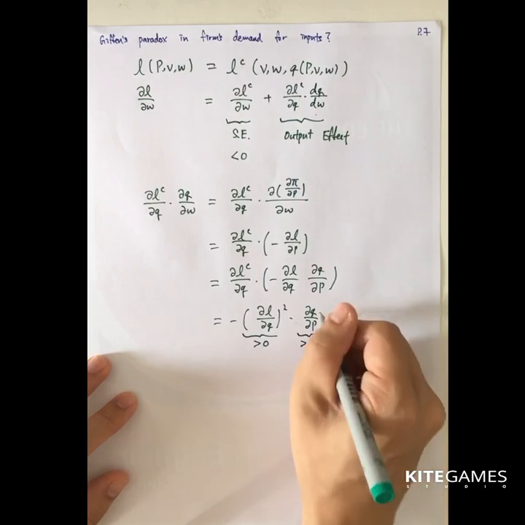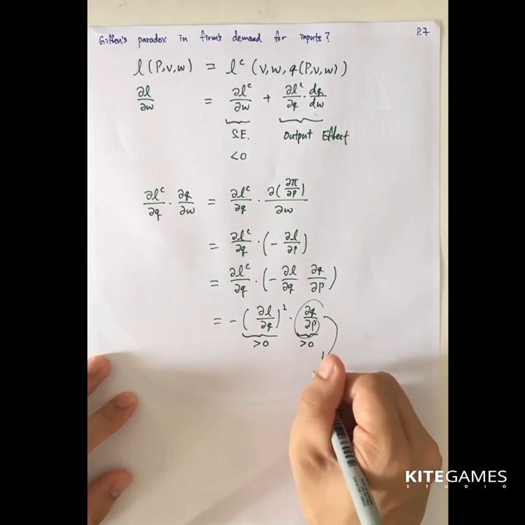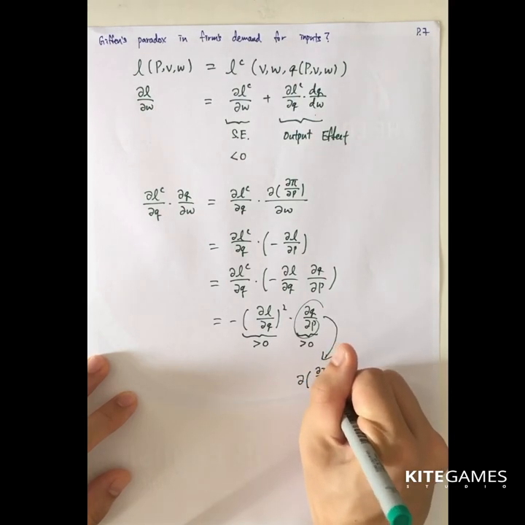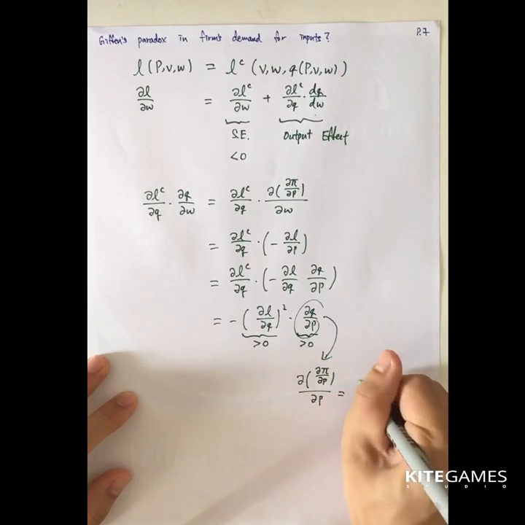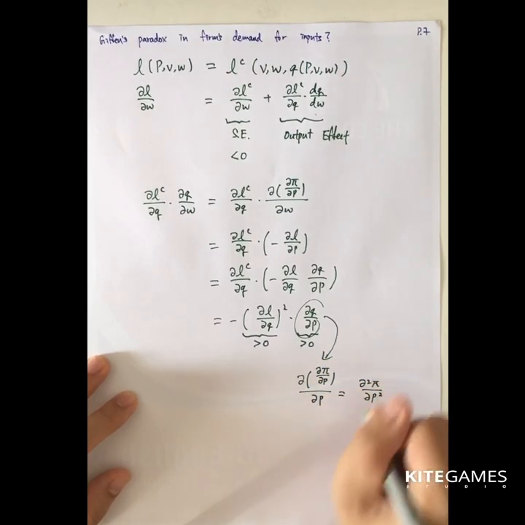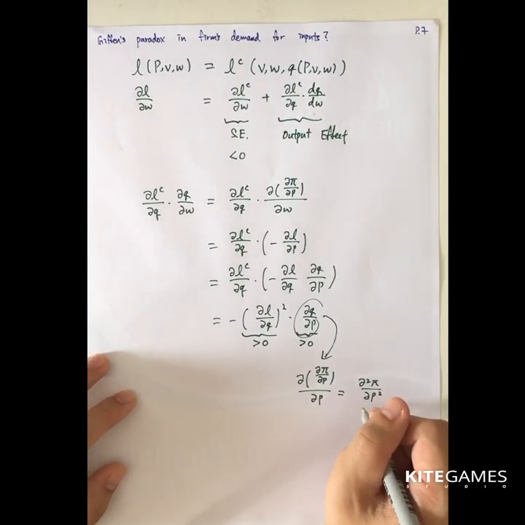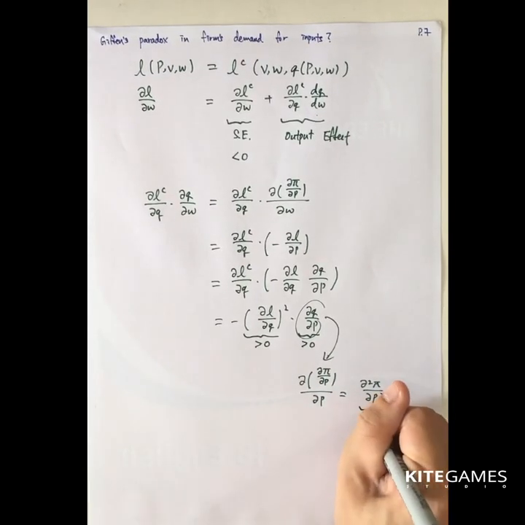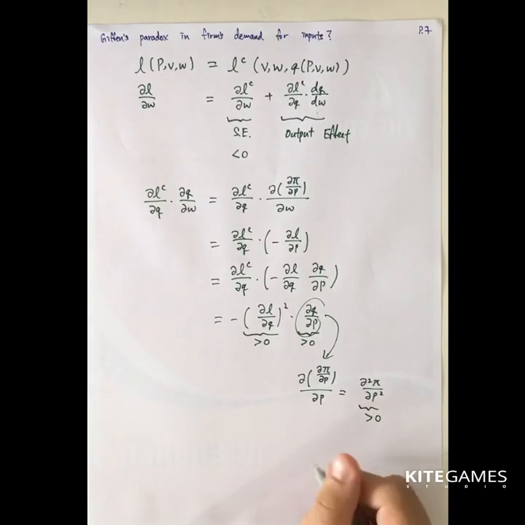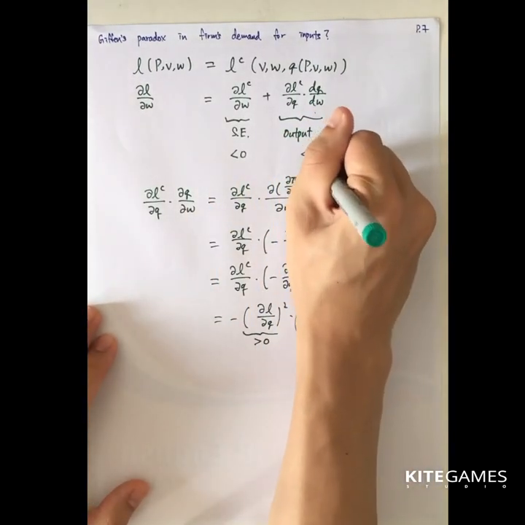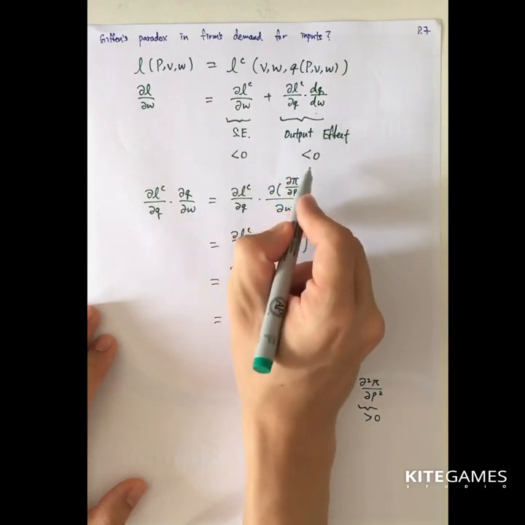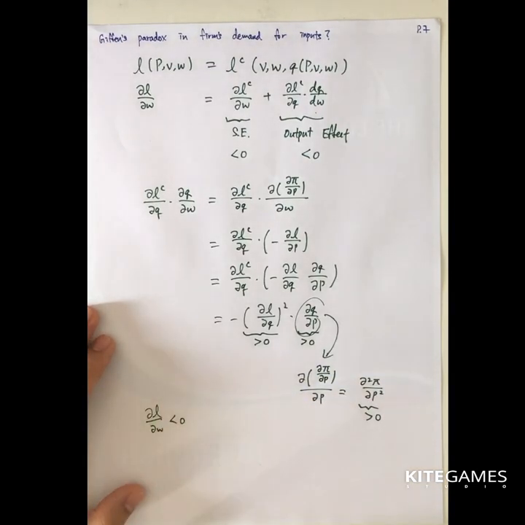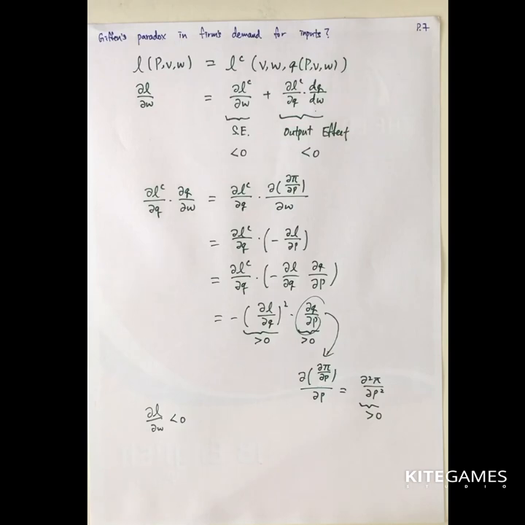Okay, if you're not convinced, let's do one more step. This is equal to partial pi, partial P divided by partial P, and this is equal to the second partial of pi with respect to P squared. As we have already shown that the profit function is convex, the second order condition is convex, so we complete the proof. This is positive. That means the output effect is also negative. As a result, a negative value plus a negative value means partial L, partial W must be negative. So the Giffen paradox cannot appear in the demand for inputs.